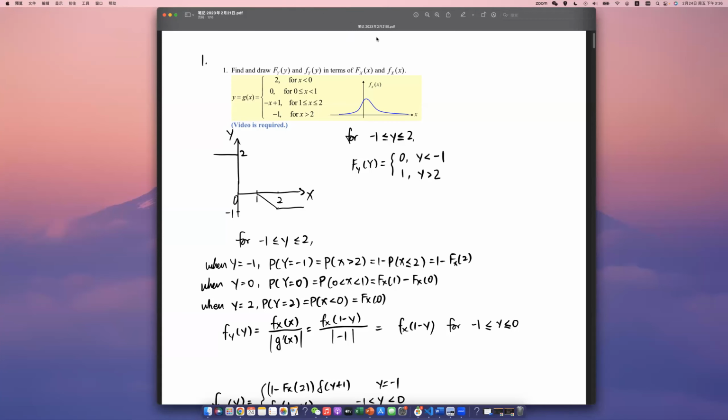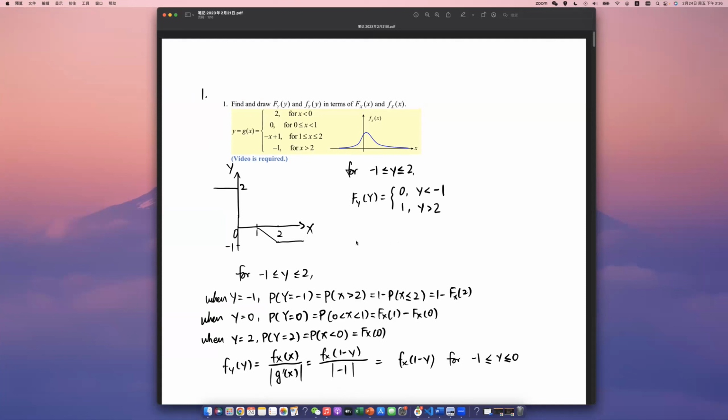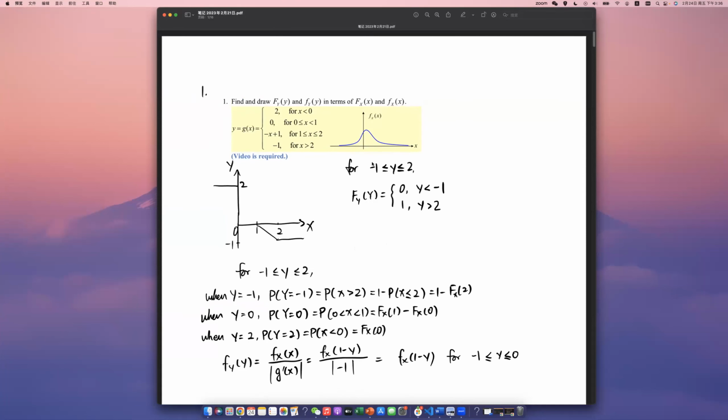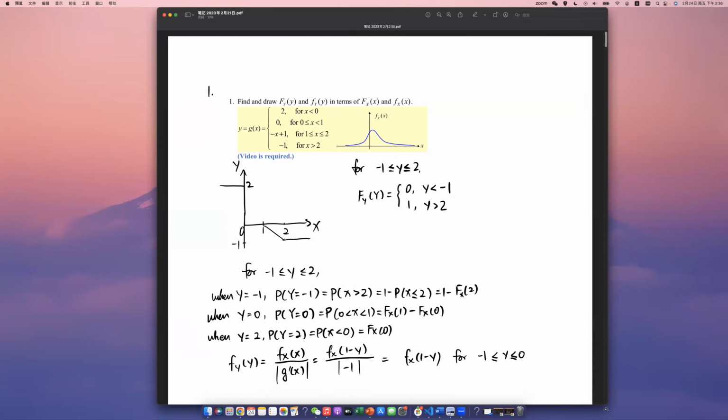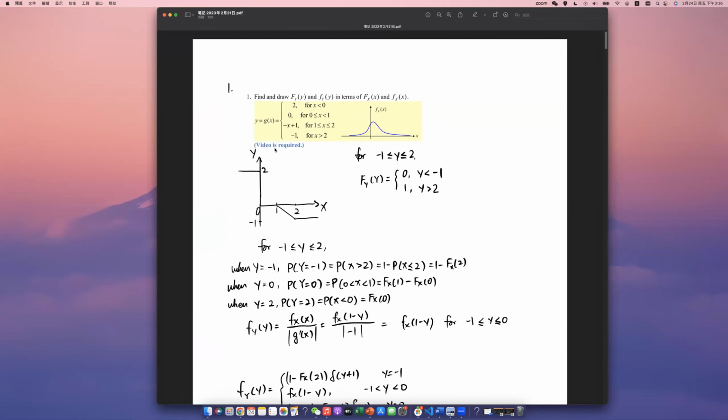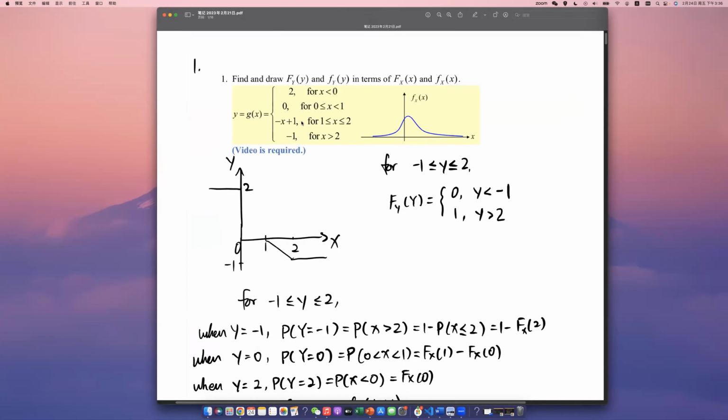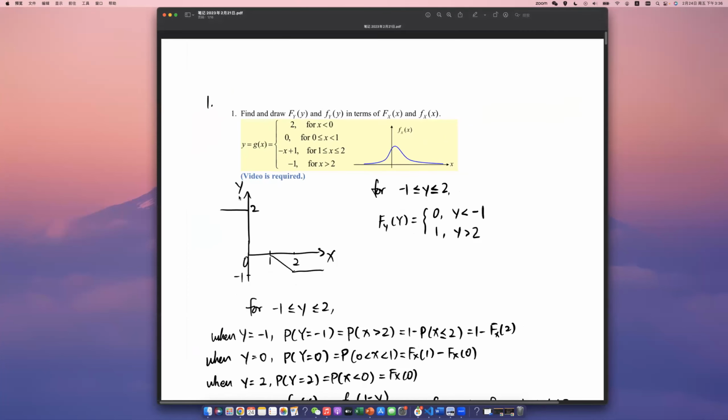So for the first question, it asks for F_Y and f_Y in terms of F_X and f_X. From the graph we can see that when x is less than 0, y equals 2. So we draw the graph here, and between 0 and 1, y equals 0. So from 0 to 1, it's 0 here. And when x is between 1 and 2, y equals minus x plus 1.